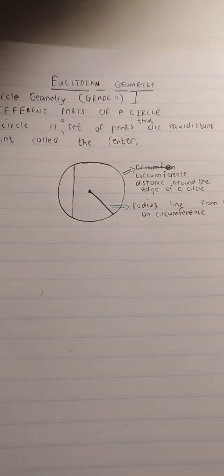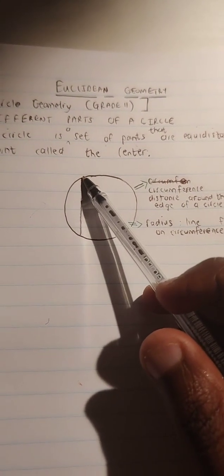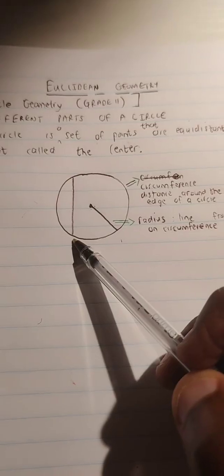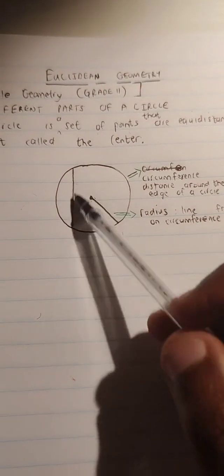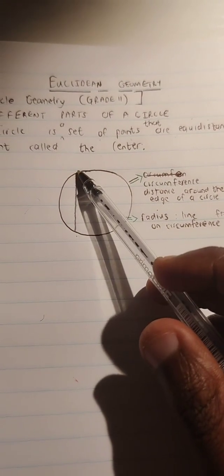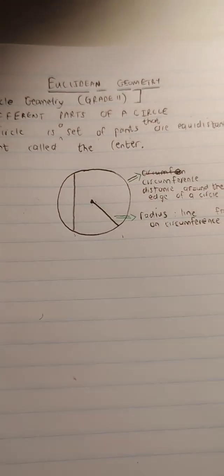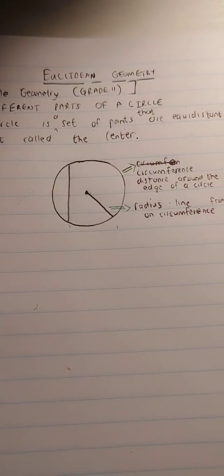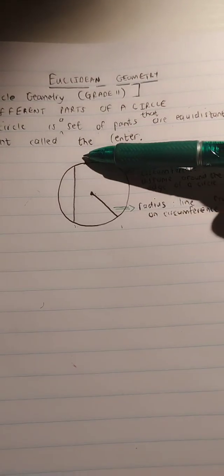Okay. Then we have this line. A line that comes from one point of the circumference all the way to another point of the circumference, a line that connects one end of the circumference to the other. What do we call that line? What do we refer to that line as? A line that comes from one end of the circumference to another.